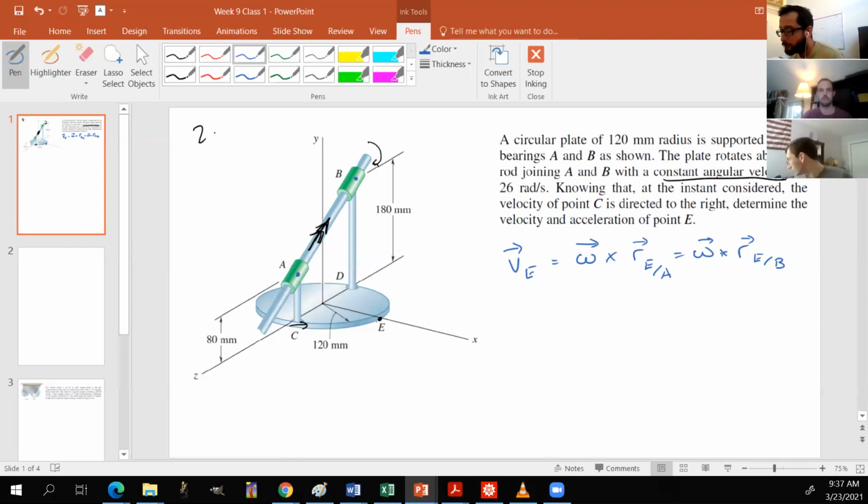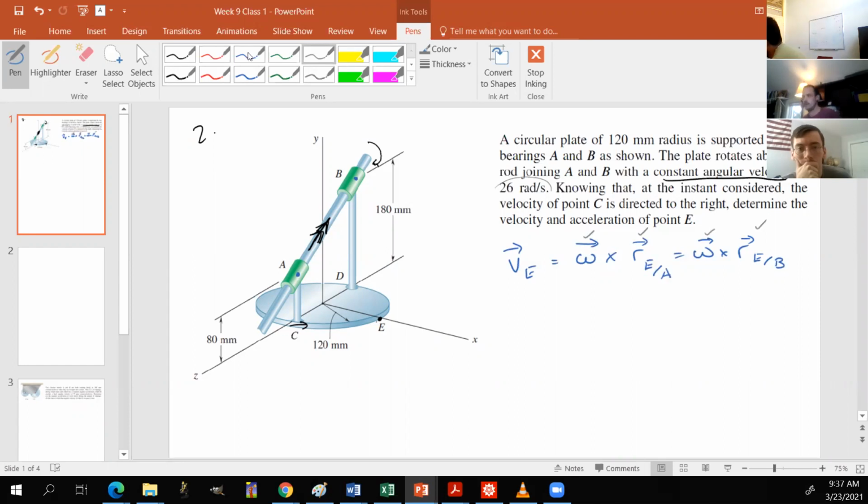This will give you the velocity at point E because, as you see, this is known: we know 26 radians per second, and we'll be able to find the direction of AB. So this is known, and we'll be able to find the position vector of E relative to A. Same thing over there. So this will give you your velocity expression.